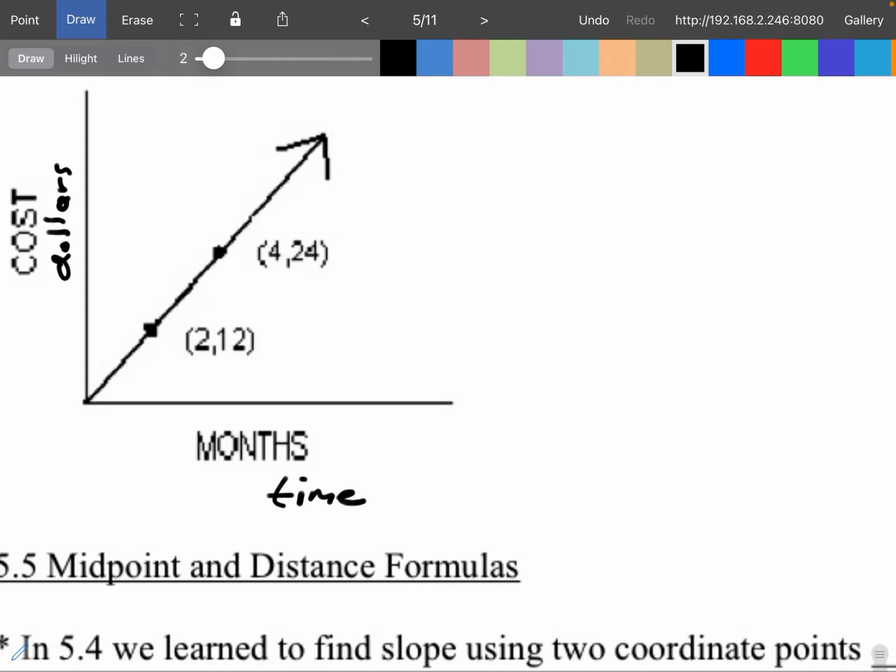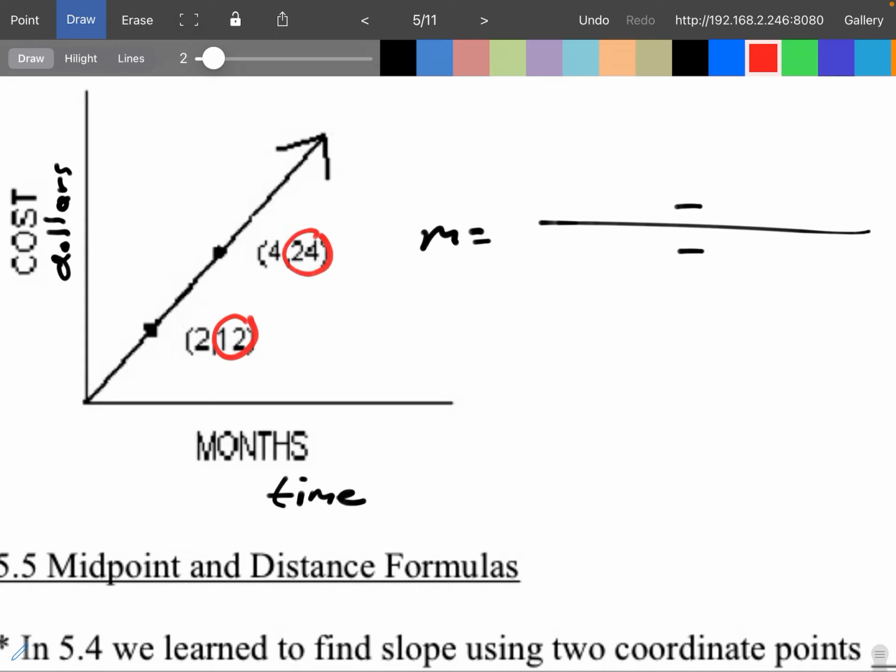So on the x-axis, here, I'll zoom in so you can see when we do this. So on the x-axis, we have the time, right? That's the time in months. And on the y-axis, we have the cost in dollars. All right, so we're just going to do the slope. So we're going to set up our slope formula. And then I guess I can make those a little smaller.